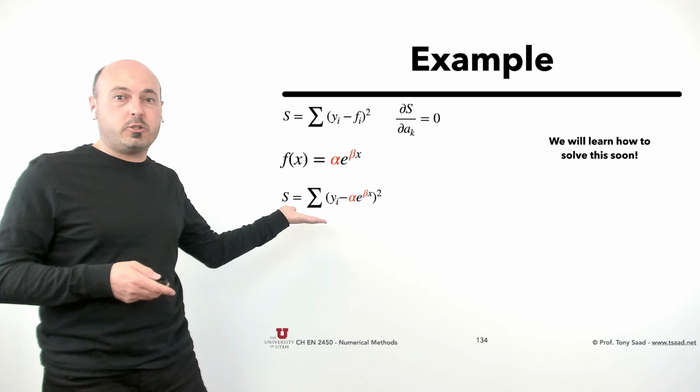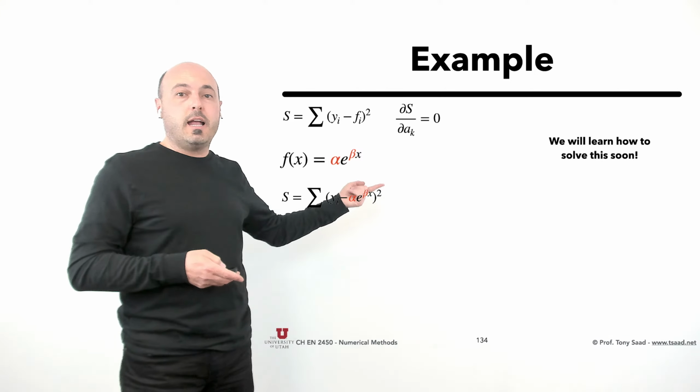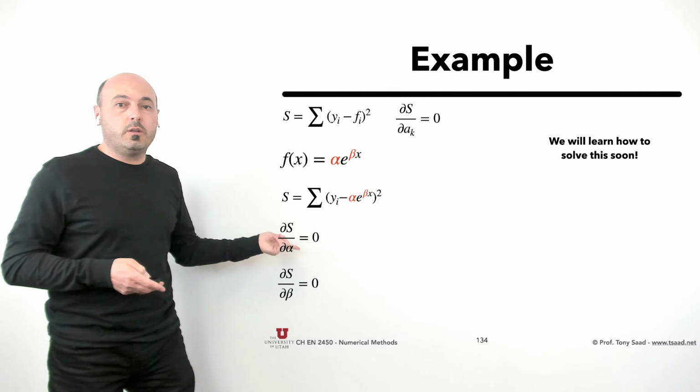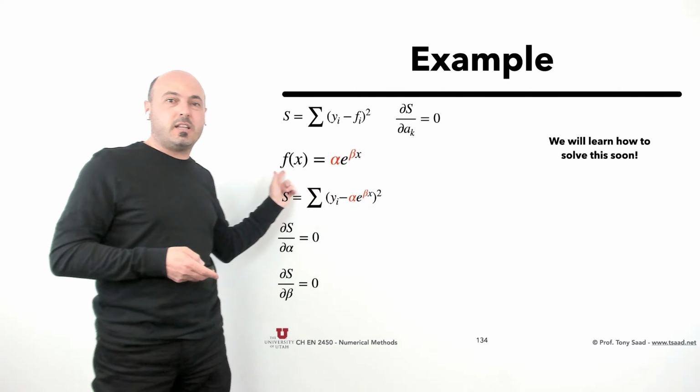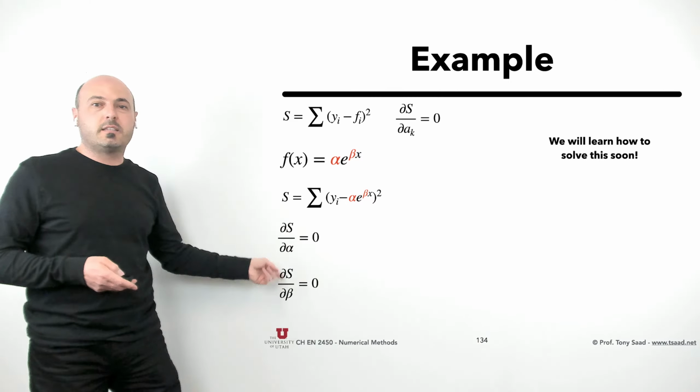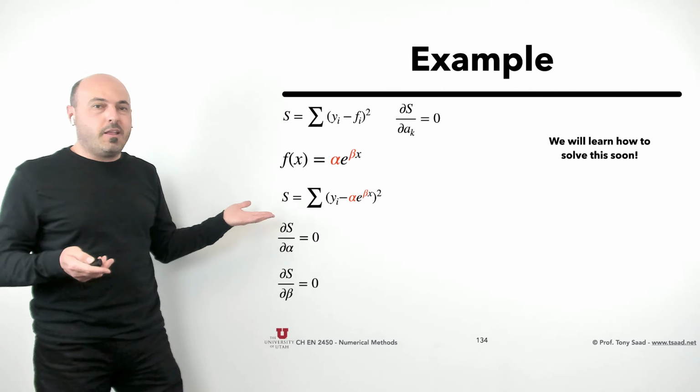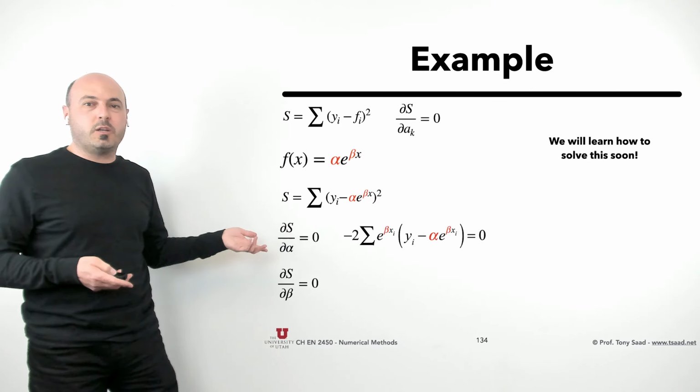Because this is a summation over all the values, and the square of this. Now, you want to minimize this error. You want to find alpha and beta such that this error is minimum. You've got to take these two derivatives, and that's it. That's all you have to do to derive the equations.